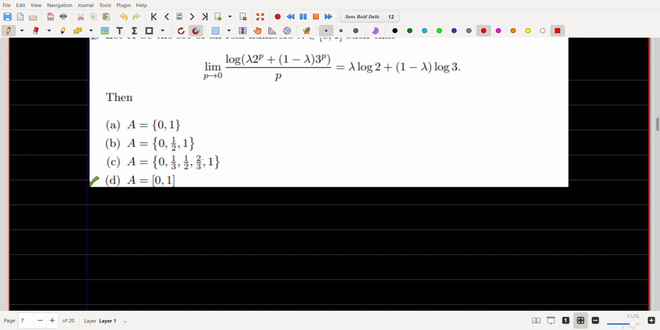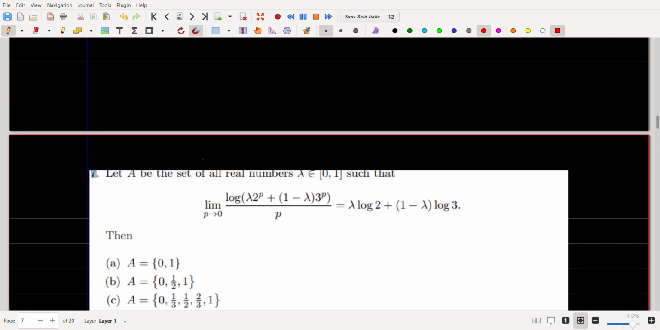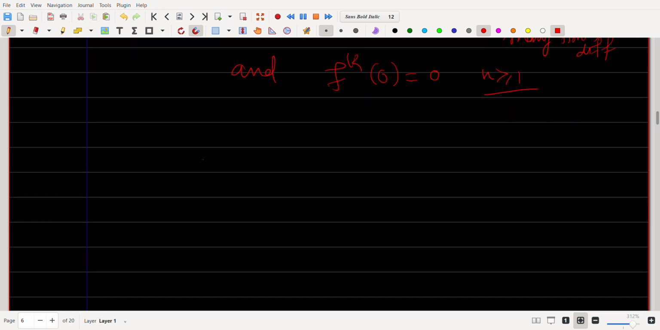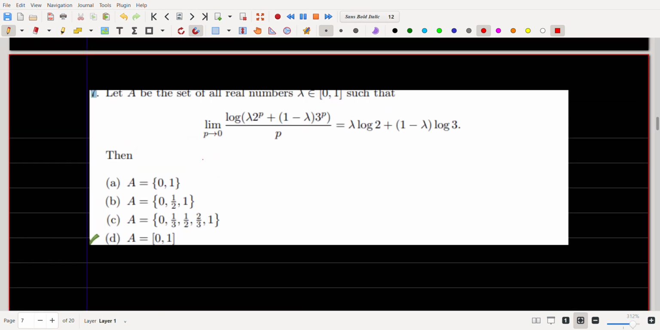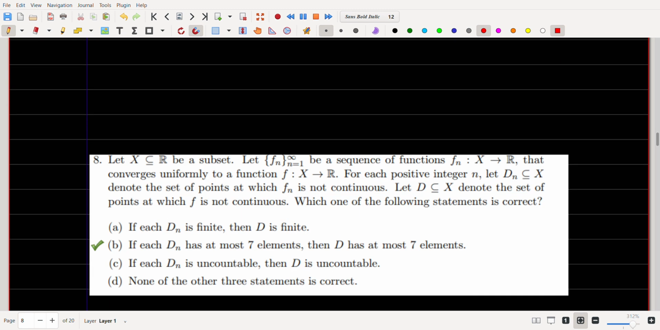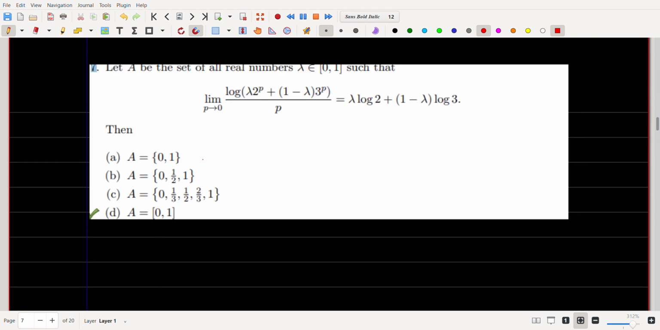Now move to the next one. This problem is actually a simple problem, but you may think it is difficult. So let's see. Okay, maybe I missed one problem, problem number 6. I will make a separate video for this also.